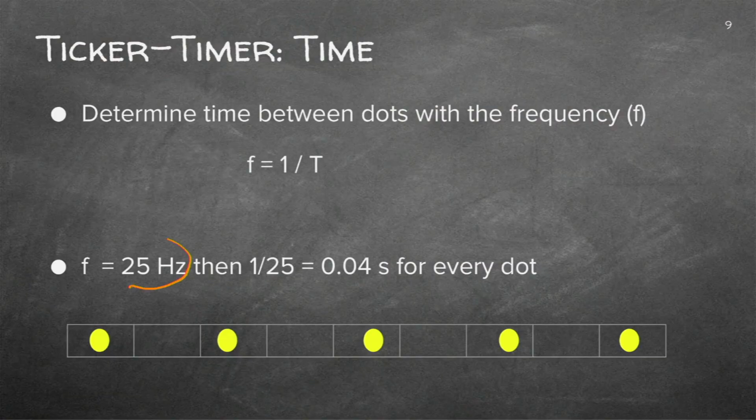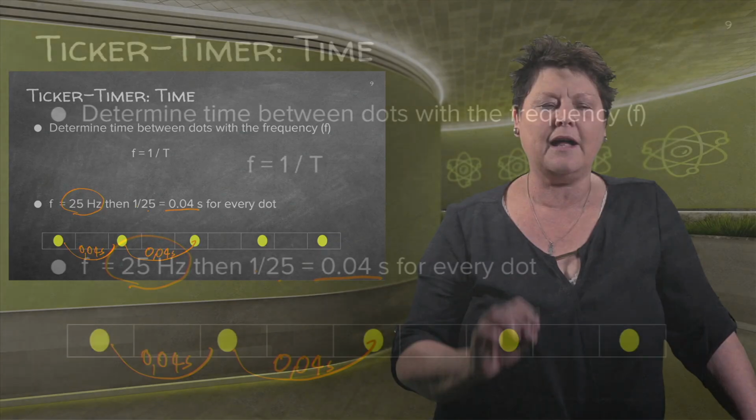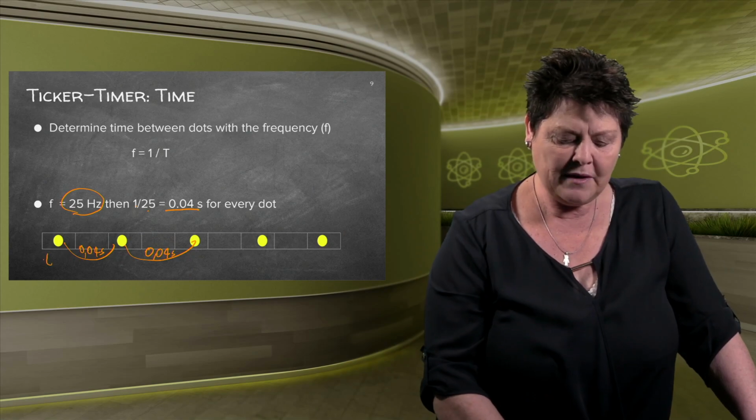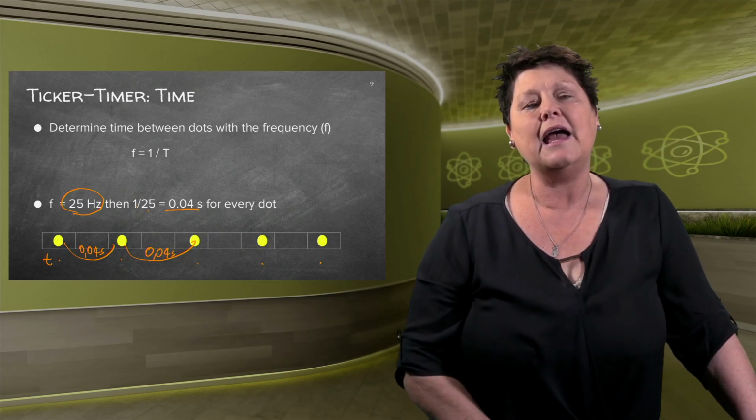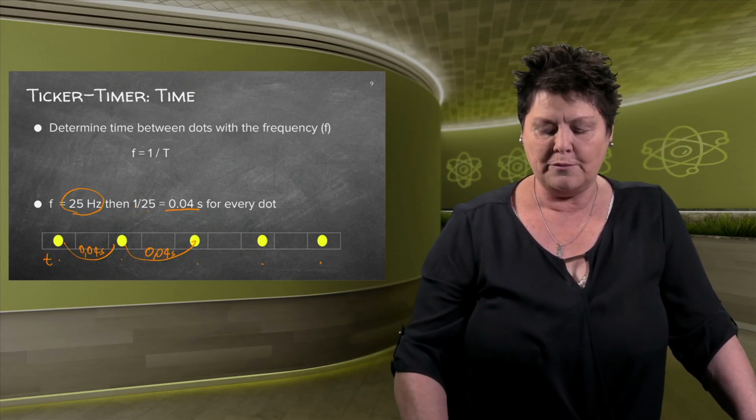I've got a different frequency here. The previous one was 50 hertz. Now I'm going to divide the one with 25. That was the time. So I now see it is 0.04 seconds. Be careful that you first calculate the time from one dot to the other so that you know exactly how to apply the next formula.